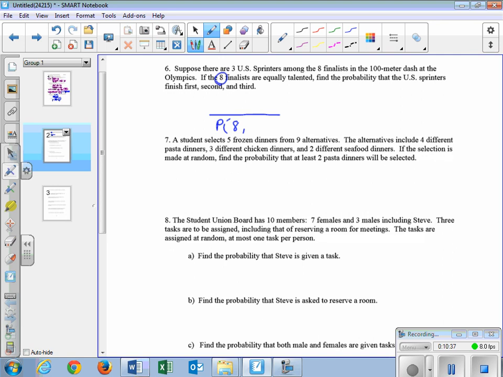Sprinters are going to finish first, second, and third. So I have my 8 finalists. I want to see how many ways I could order those in first, second, and third. So that would just be a permutation of 8 choosing 3.